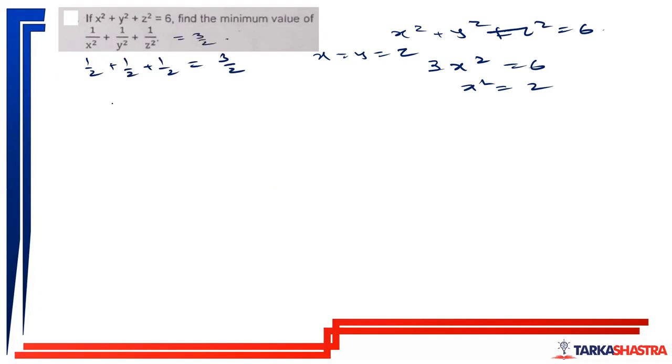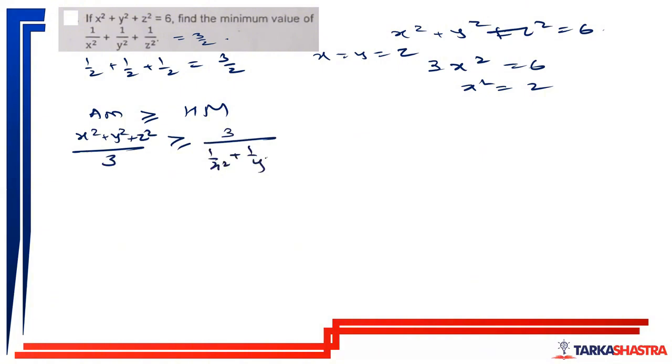Now let us try to understand the conventional method. Arithmetic mean is always greater than or equal to harmonic mean. We know this. Arithmetic mean of x square, y square and z square will be something like this. Harmonic mean will be 3 upon 1 by x square plus 1 by y square plus 1 by z square. Okay. Now we know that x square plus y square plus z square is 6, by 3, greater than or equal to 3 upon 1 by x square plus 1 by y square plus 1 by z square.